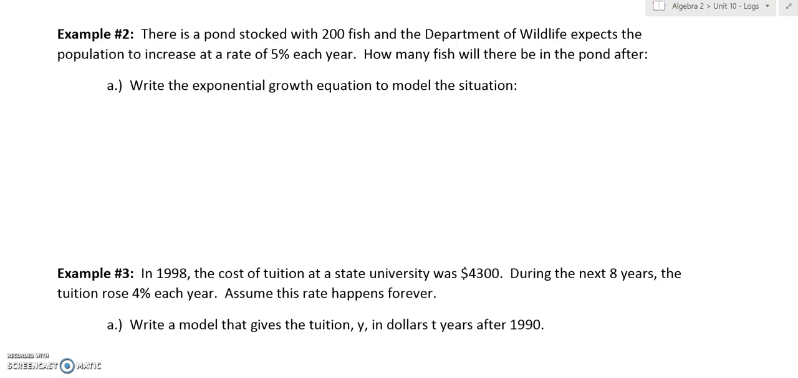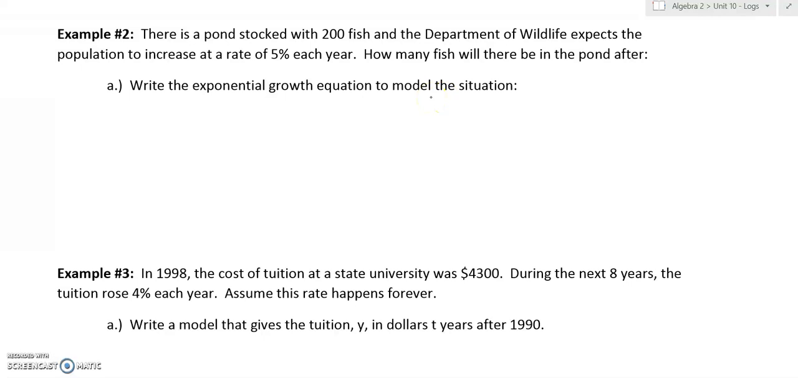Here's our scenario. There's a pond stocked with 200 fish, and the Department of Wildlife expects the population to increase, so grow, at a rate of 5% each year. How many fish will there be in the pond after? And then it's asking you to write an exponential growth equation to model the situation. So it just wants you to know, if we wanted to know in 5 years how many fish, then we could plug in and get our answer.